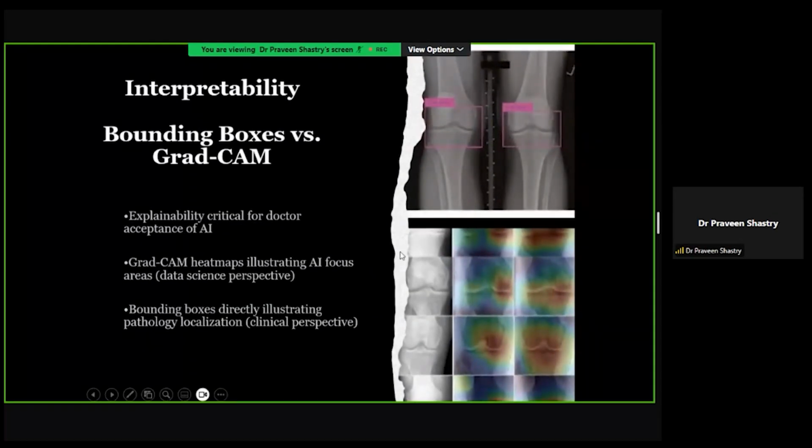And finally, this bounding box is how we understand it as doctors, right? How does the model or computational engineers understand it? It is through GradCam. So there are heat signatures. This is how the model is trying to understand it. So it's the same story from two different angles. If there is a heat signature, it is how the model is trying to make sense of it.